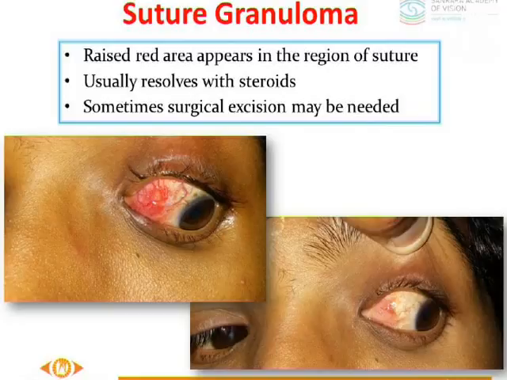I just observed and increased the dosage of steroid and then waited. In another 2 months' time it settled spontaneously. So sometimes if it remains, you need to surgically excise the granuloma.